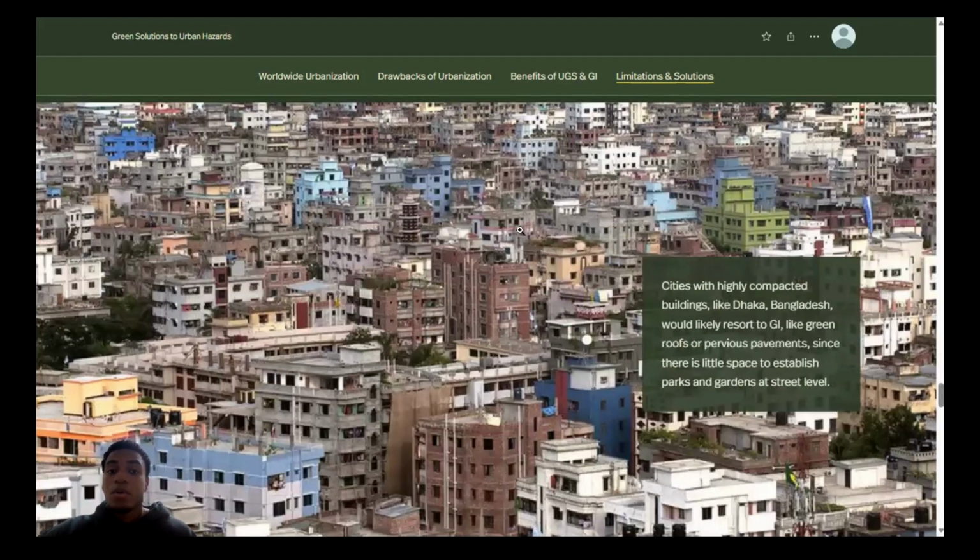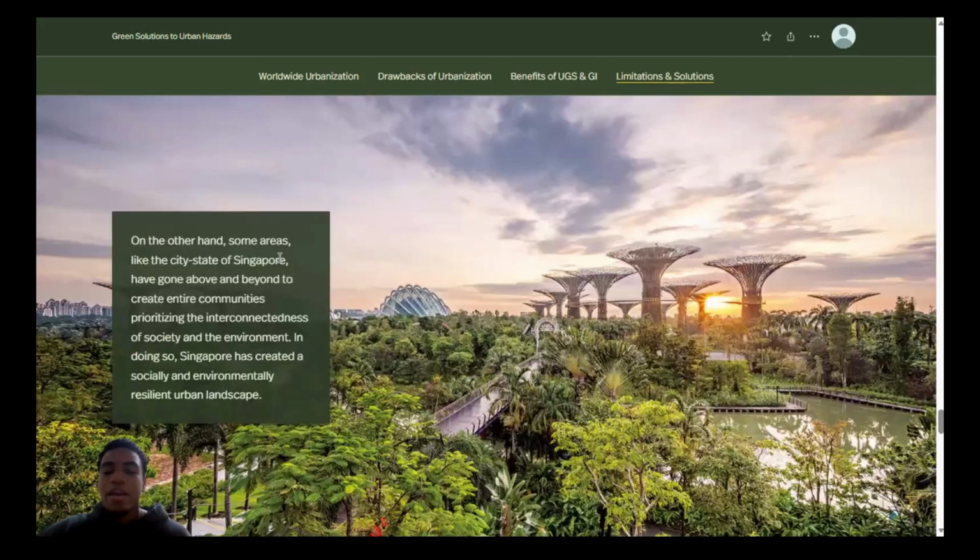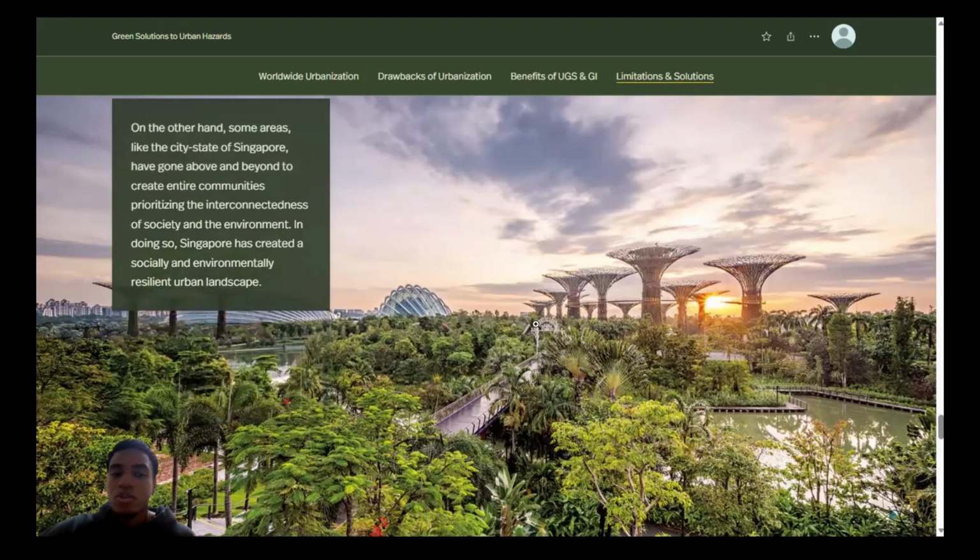I wanted to show an example of one of these highly compacted cities. This is Dhaka, Bangladesh, one of the most populated cities I showed earlier. And as you can see, they're likely not going to have a lot of space at street level to have parks and gardens. So they're likely going to resort to green infrastructure, such as green roofs, and as you can see here, there are some examples of that already going on. On the other hand, we have areas like the city of Singapore, and they've really gone above and beyond in incorporating and prioritizing the interconnectedness of society with the environment. As a result, they do have a very socially and environmentally resilient urban landscape.